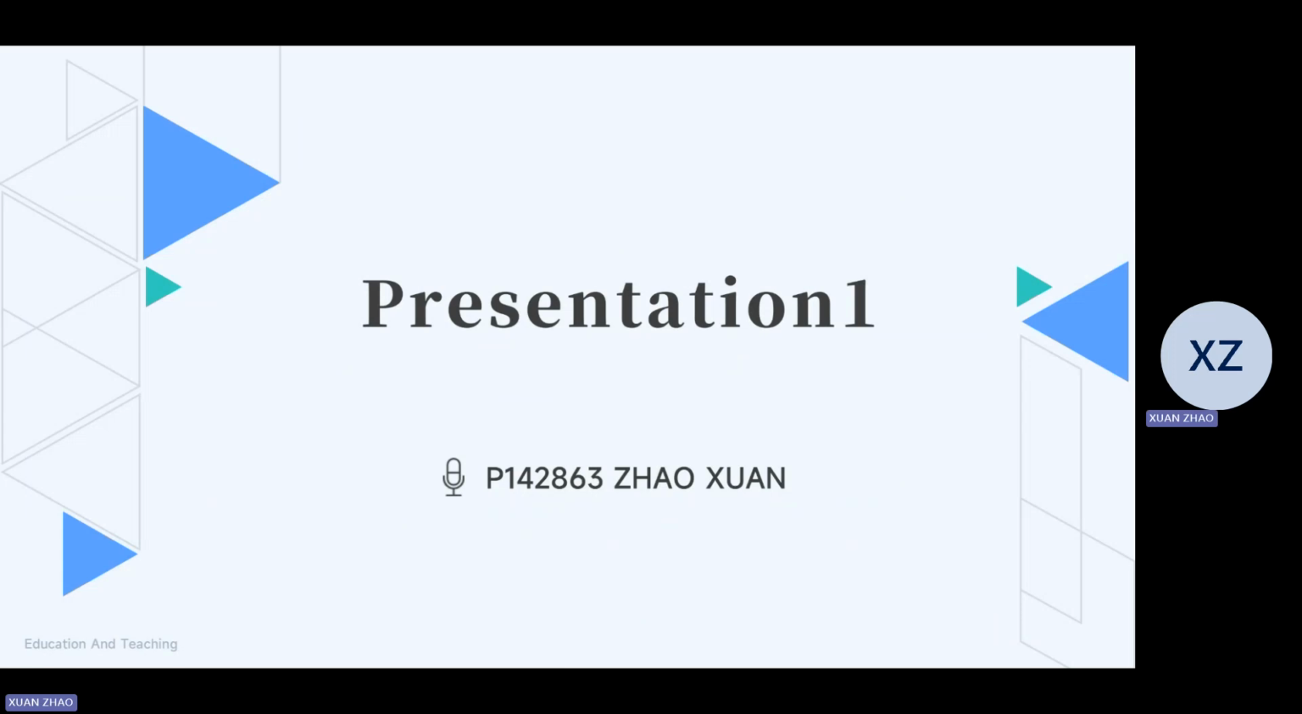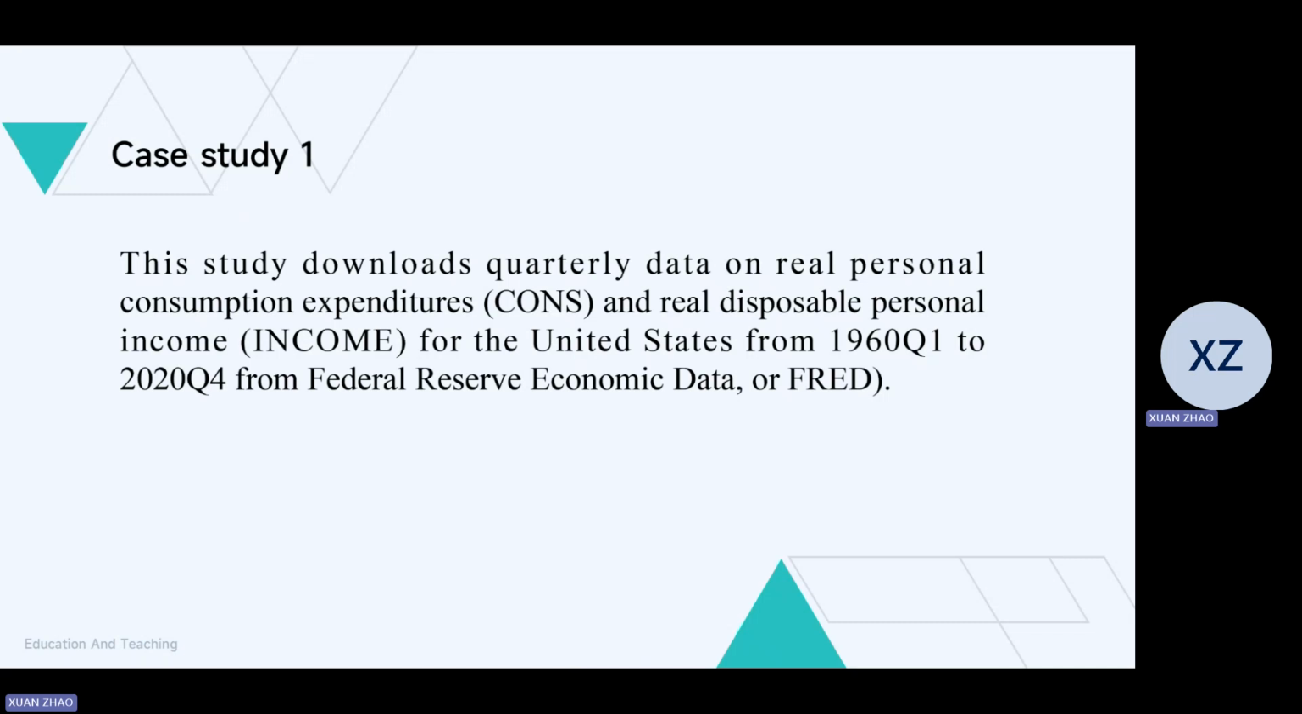I will start my presentation 1 for assignment 1. Today's presentation has 2 parts. The first one is case study 1 and the second one is exercise 1. For case study 1, this assignment downloads the quarterly data on real personal consumption expenditures and real disposable personal income for the United States.